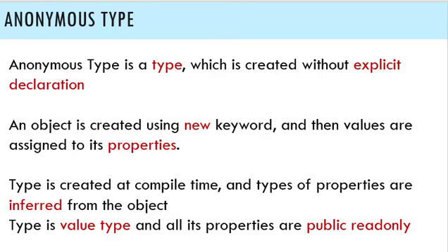Anonymous type is a type which is created without explicit declaration. An object is created using the new keyword and then values are assigned to its properties. The type is created at compile time and types of properties are inferred from the object. A name of the type is generated by the compiler, but it is not available in the source code. The type is a reference type and all its properties are public read-only properties.